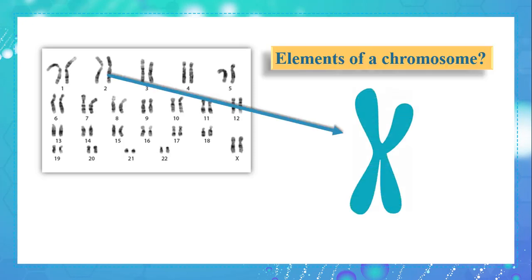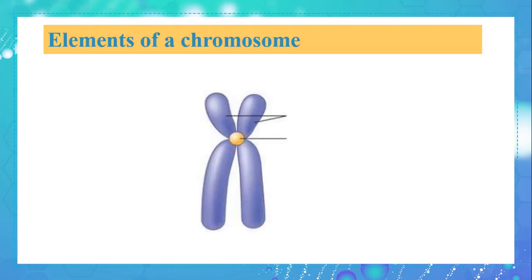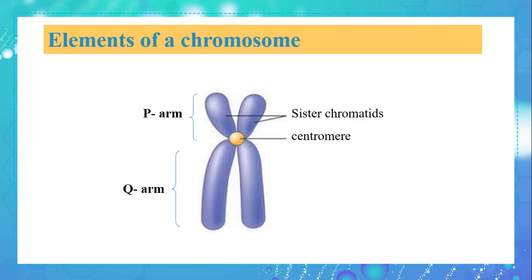In a karyotype, we get the arranged image of a chromosome. But what are the elements of the chromosome? All chromosomes have the same elements. They have two sister chromatids and a centromere that joins the chromatids. Each chromatid has a short arm P and a long arm Q.